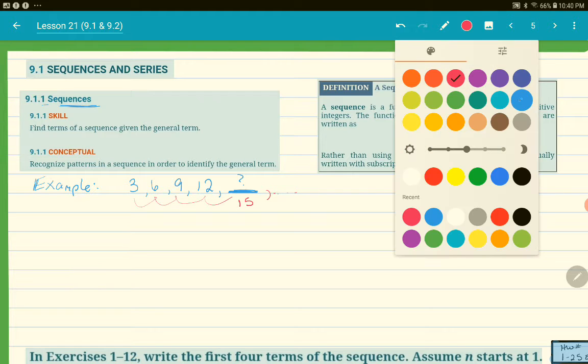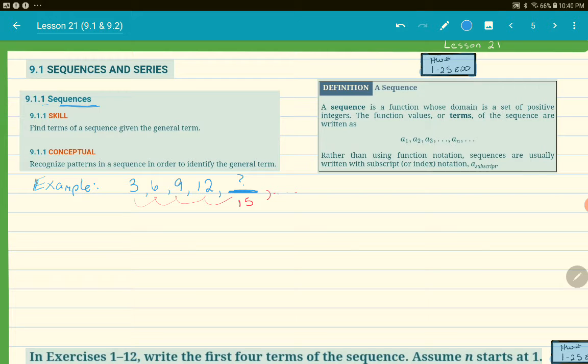Let's try a little harder one. Let's say, for example, I start with my first term is x plus 2. And then my next term is 2x plus 4. My next term, 3x plus 6. And my next one, 4x plus 8. What do you think my next term would be? So go ahead and pause the video and see if you can find the pattern and identify what that next term is. If you said 5x plus 10, then you did find my pattern.